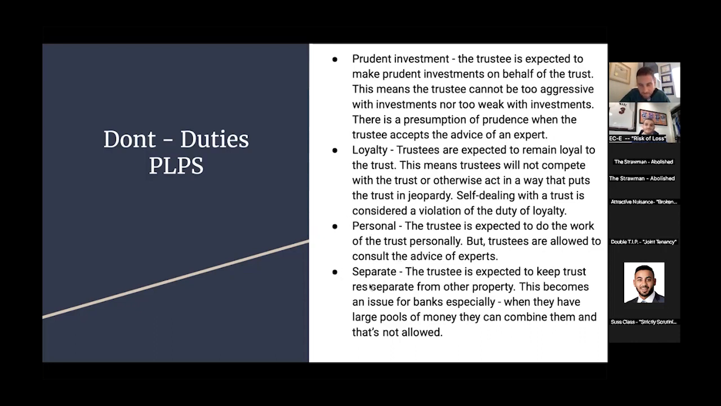Separate. You're expected to keep the res of the trust separate from other property. It's very important. This is one of the most hotly tested subjects. I feel every time I read an essay, I'm always reading this. So Joe, the bank knows this, right? The bank has 1 million bank accounts and they're keeping everything separate. They know what they're doing.